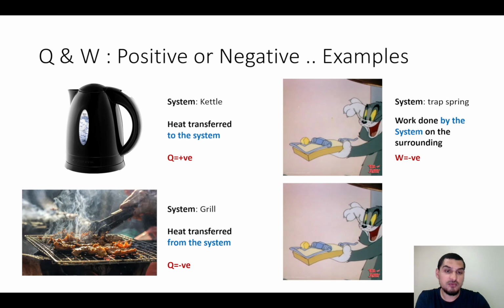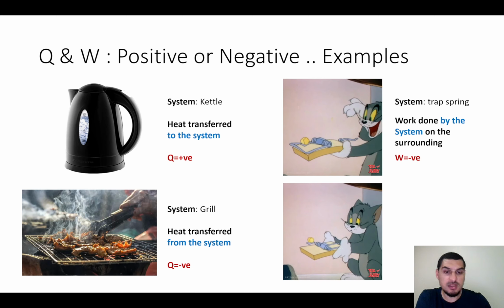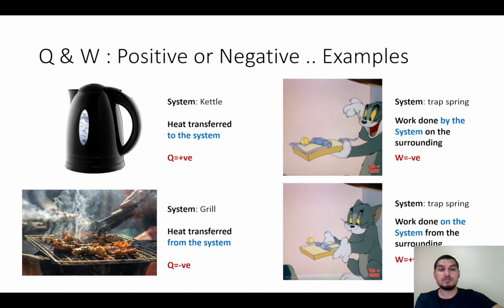On the other hand, if we flip the process, like what I'm doing here, applying some work on the spring to push it back to the original state, in this case, it is work done on the system, and it is positive work. So this is just to give some examples on the signs for the work and for the heat.